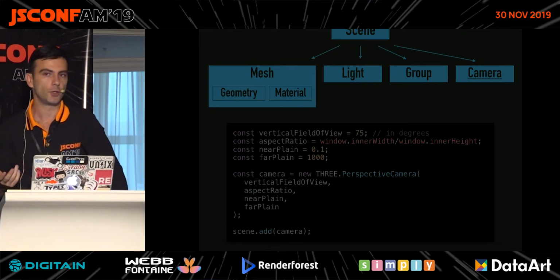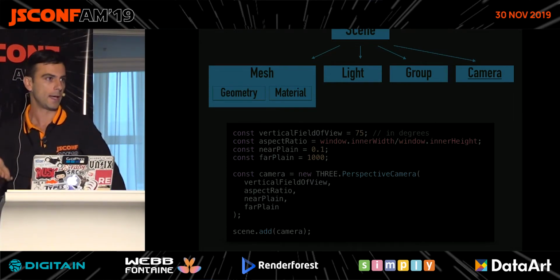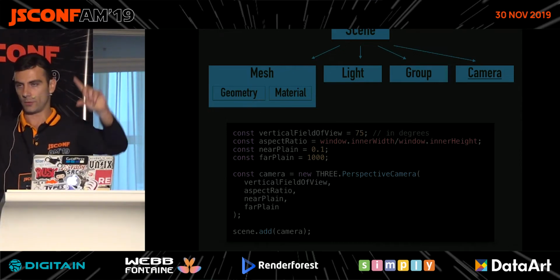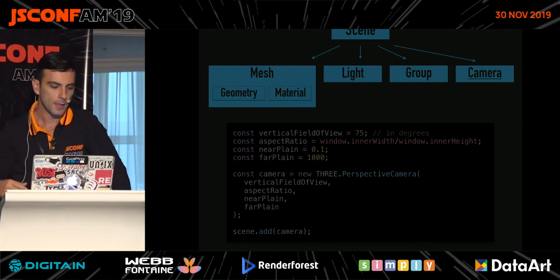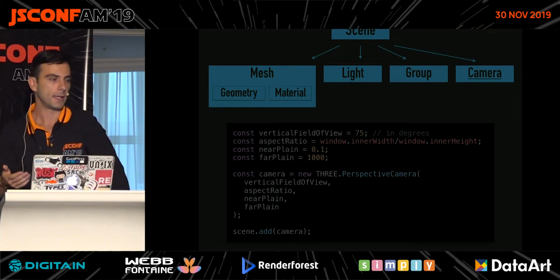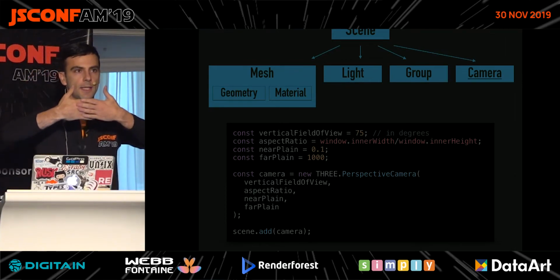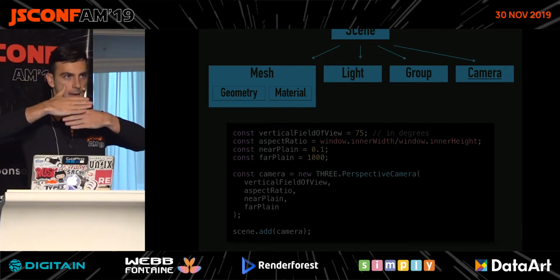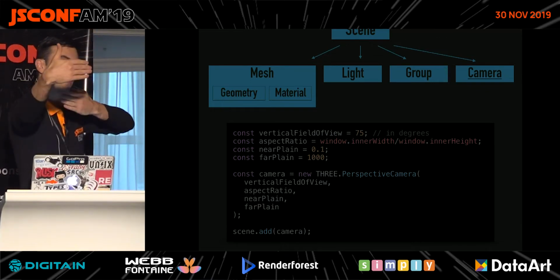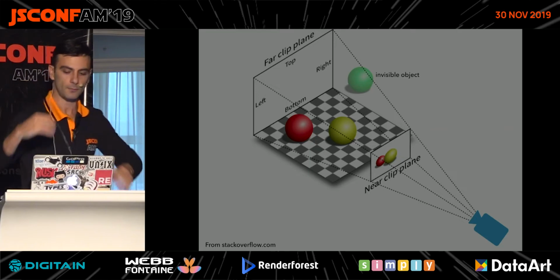There's the aspect ratio, which is simply the ratio width to height. Okay? So you just do width divided by height of whatever canvas you want to render on, and that's what you get. And then you have the near and far planes. The near plane is the closest thing that your camera is going to render. And then the far plane is the farthest, so it renders all the stuff in between.